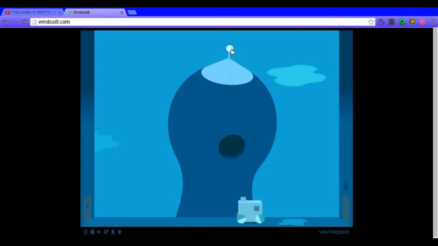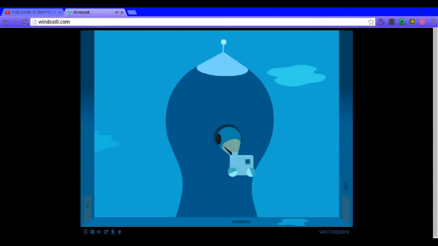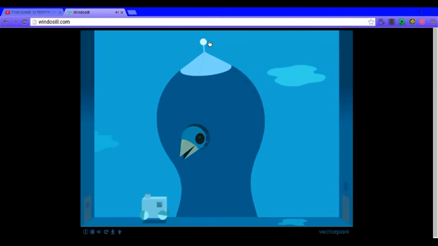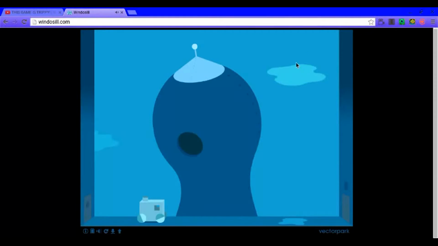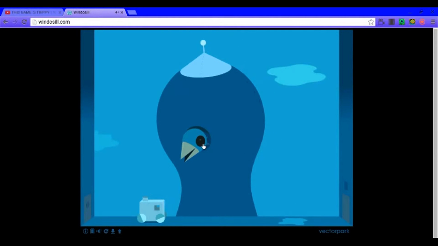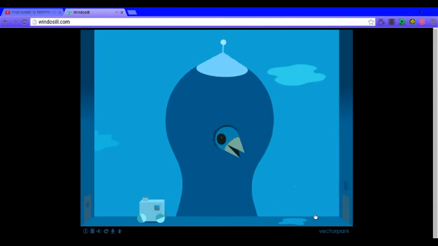What is this? What the heck? Oh! I did not know that. What the heck? What is this? Okay, it's gone now. Where's the square I am supposed to put into this hole?